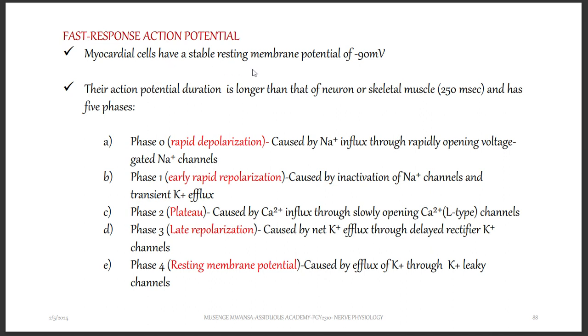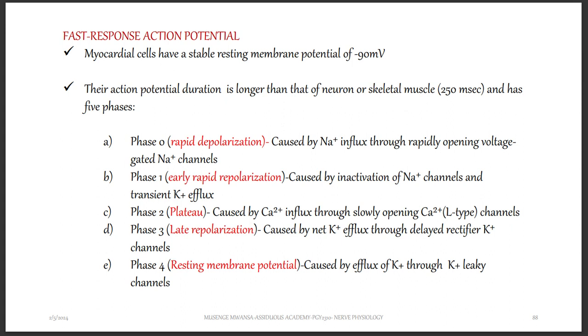Now, starting with the fast action potential, like in the Purkinje fibers, the atrial and the ventricular muscles. Myocardial cells have a stable resting membrane potential of around negative 90 millivolts. The action potential duration is longer than that of the neuron, lasting up to 250 milliseconds, and it has 5 phases. We have phase 0, which is a rapid depolarization. This depolarization is caused by sodium influx. The sodium enters the cell via voltage-gated sodium channels.